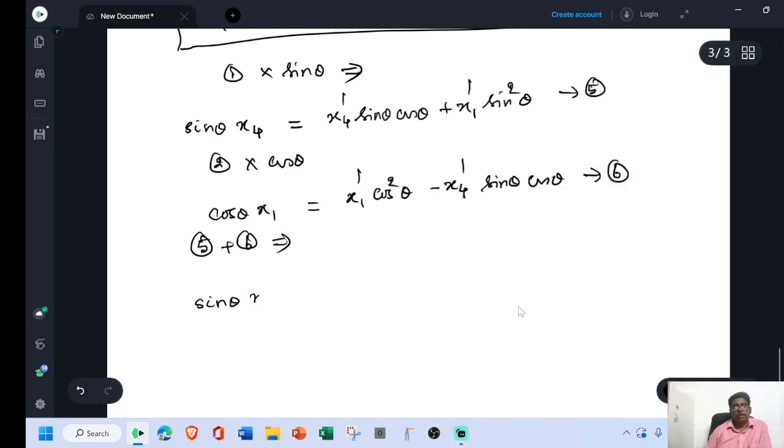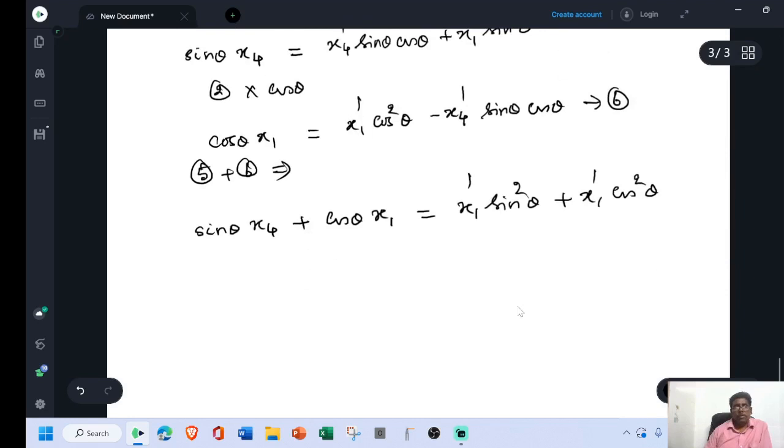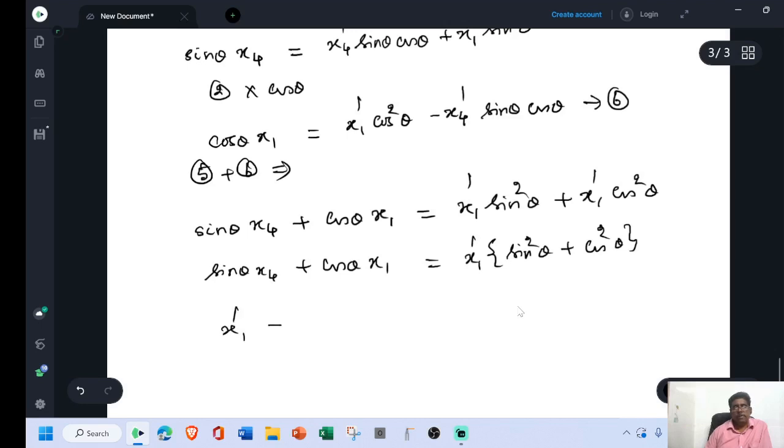sin theta x4 plus cos theta x1, which is equal to, this is in positive sign, this is in minus sign, so they cancel out. x1 dash sin square theta plus x1 dash cos square theta, so sin theta x4 plus cos theta x1 equal to x1 dash into sin square theta plus cos square theta. This is equal to 1. Therefore, x1 dash equal to sin theta x4 plus cos theta x1. Now, this is the second equation.